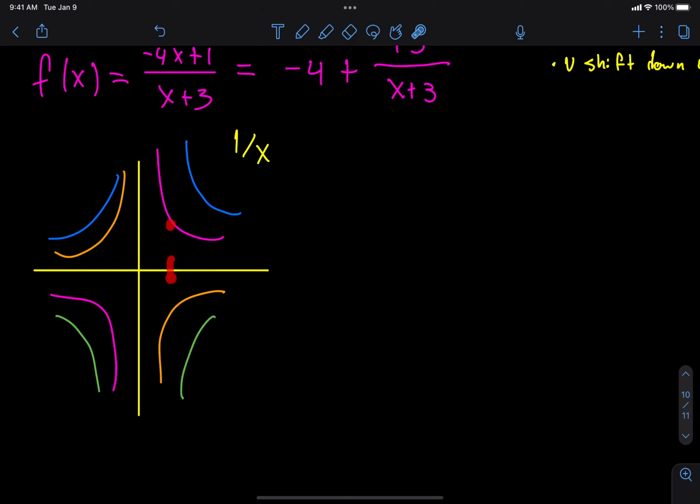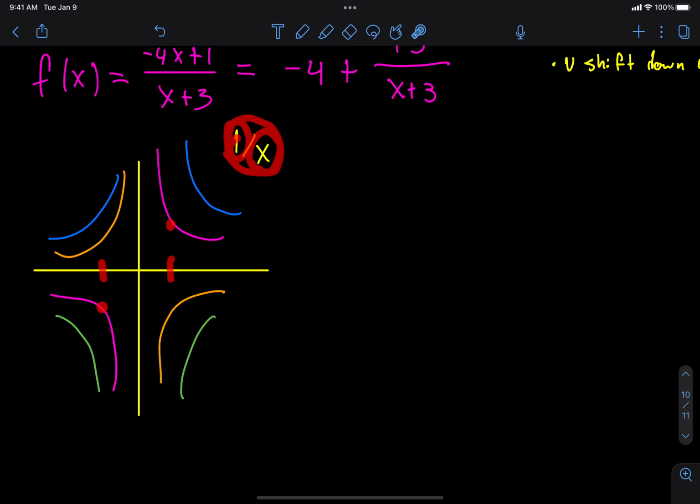Because if x is positive, which it is on the right side of the y-axis, then 1 over x will be what kind of number? If I divide a positive number by a positive number, what kind of number do I get? A positive, right? So if x is positive, the function should be positive. What about if x is negative? If x is negative, I take a positive number, namely 1, and I divide it by a negative number. What am I going to get? A negative number. So the function should be negative to the left of the y-axis, and it should be positive to the right of the y-axis.